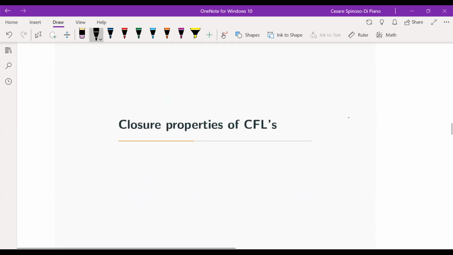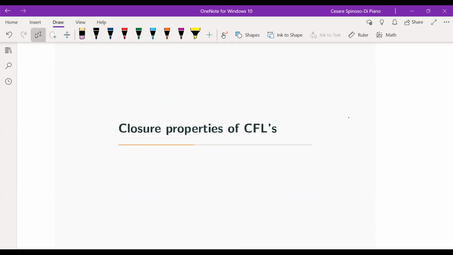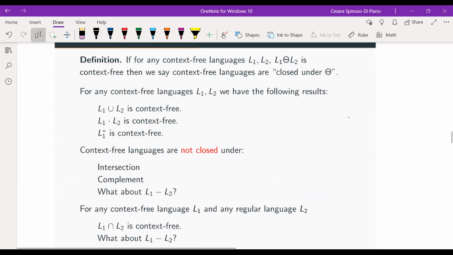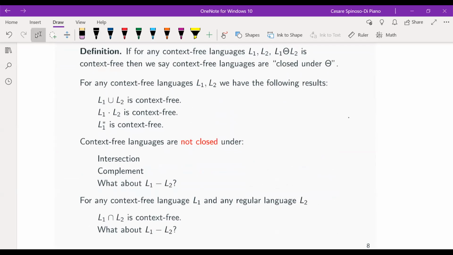Okay. So now the next topic is closure properties of context-free languages, which is something else that you saw in lecture. So what are the closure properties of context-free languages? It's very similar to regular languages. You have two context-free languages in this case, and you have an operation. And we say that if L1 operation L2 is context-free, then context-free languages are closed under that operation. Okay, so there's a couple of results that I'll just remind you from lecture.